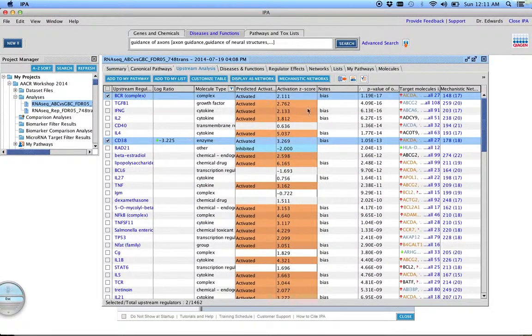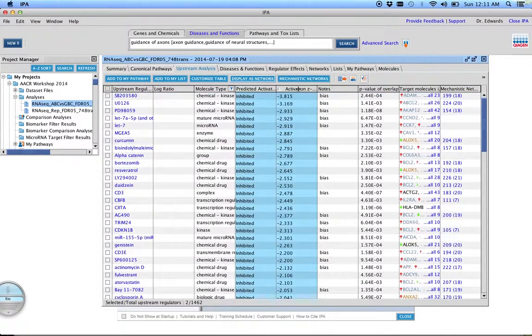You can sort this any way you'd like. You can sort it by activation Z-score. So right now it's sorted by the significance of the p-value, or the odds that you would get all these target genes by random chance. We can sort by p-value. So these are the molecules that are predicted to be inhibited. A lot of these are kinase inhibitors, and they're typically associated with cell growth, apoptosis, potential use for a chemotherapy against this, and these are all being inhibited.